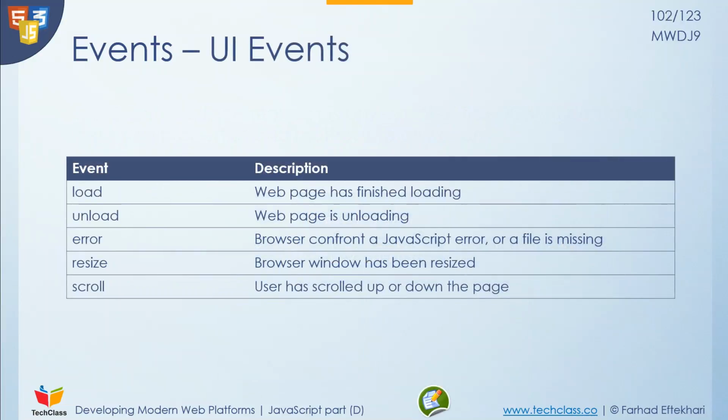Here are examples of user interface events. We have load, unload, error, resize, scroll. So initially, when the page is being loaded and the page has finished loading, this one can be called, and you can run some part of the code or a script or function in order to execute it after this page is finished loading. And then we have unload, error. It's pretty clear: when an error occurs in your web page. Resize, when the browser window has been resized, or scroll, when a user is scrolling down and up on your web page.